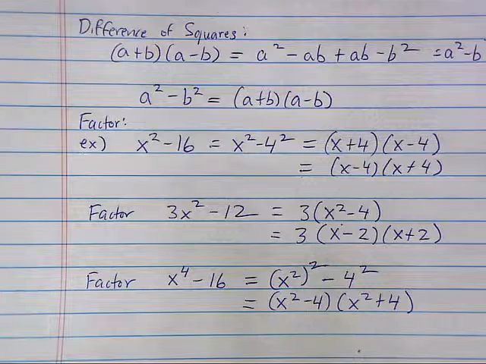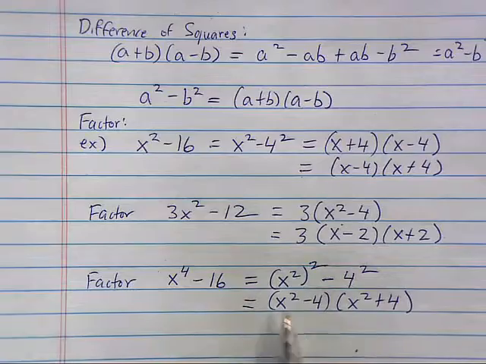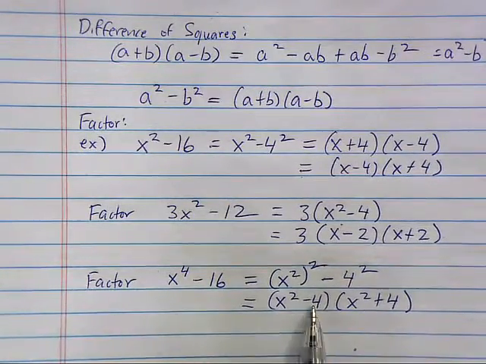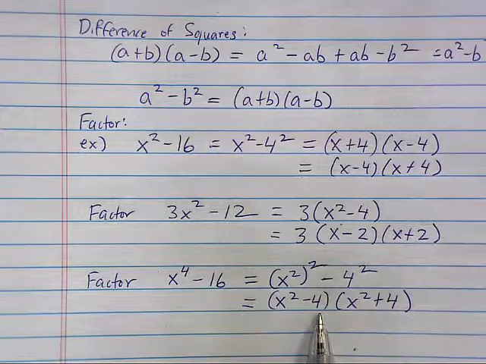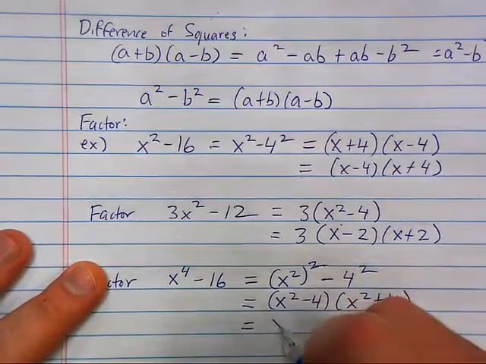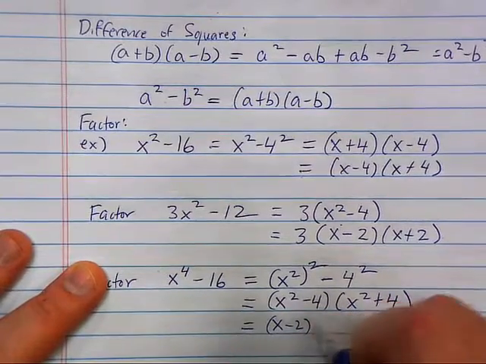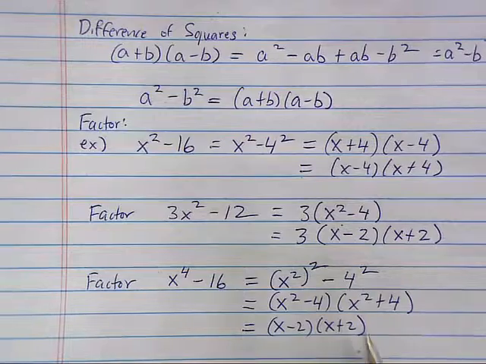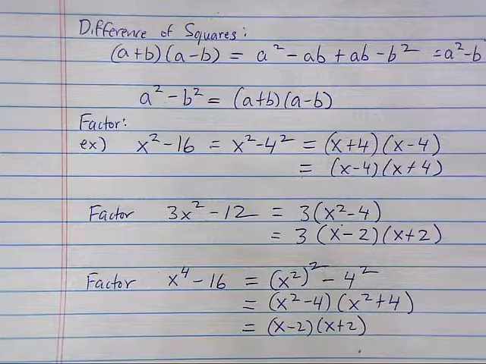However, you're not done. X squared minus 4 can be broken up more, because that's a square, and 4 happens to be 2 squared. So that's a square minus a square. I can break that up more. That's x minus 2, x plus 2. How about x squared plus 4? Can I break up x squared plus 4? No, I can't. Why not? Because I won't get the right answer.